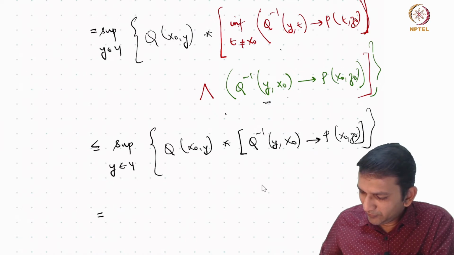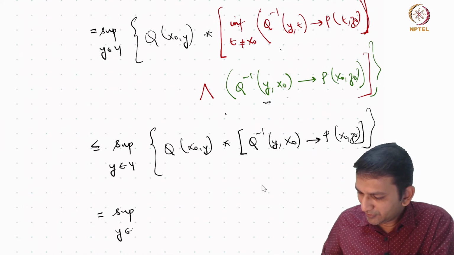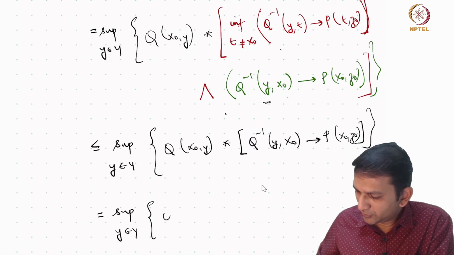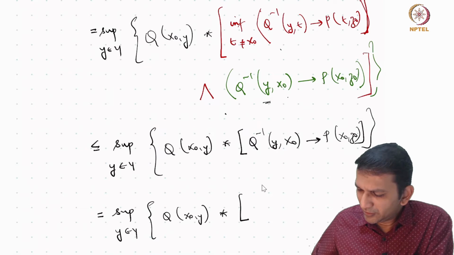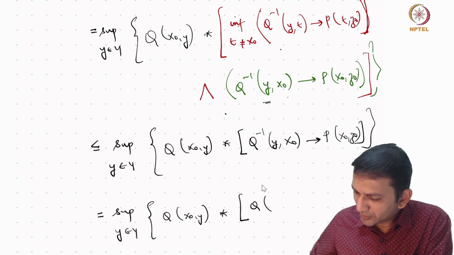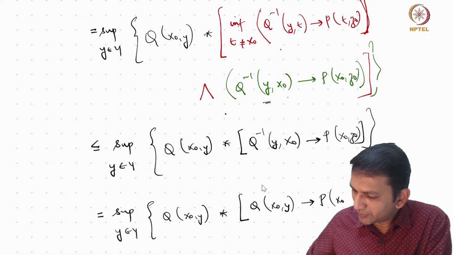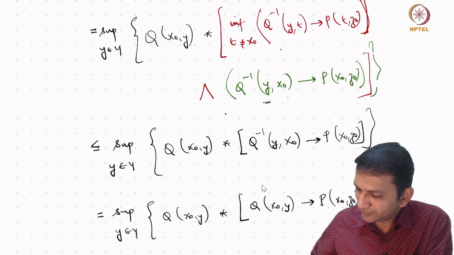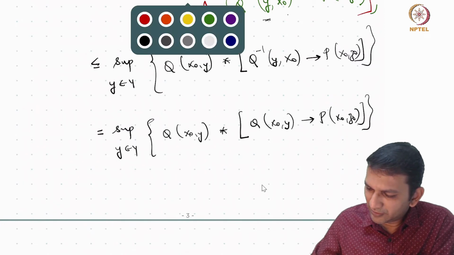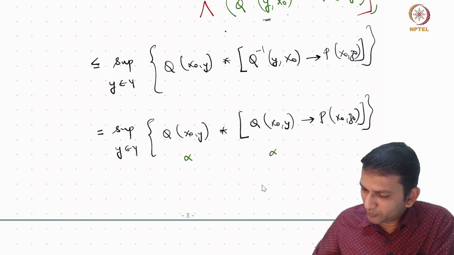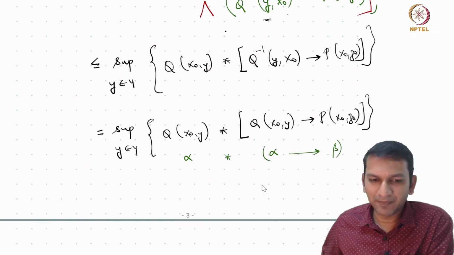Now, this is equal to the supremum over y, as y runs over the domain of y star. Look at this: Q inverse of (y, x0) is nothing but the Q transpose. So it is essentially Q of (x0, y) implies Q of (x0, y) star R of (y, z0). Now, if you take this to be alpha, this to be alpha, and this to be beta, what we have is alpha star, alpha implies beta.